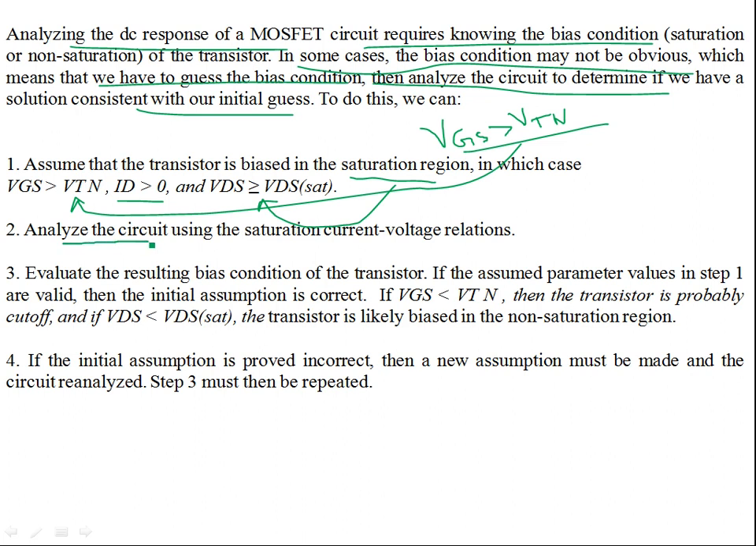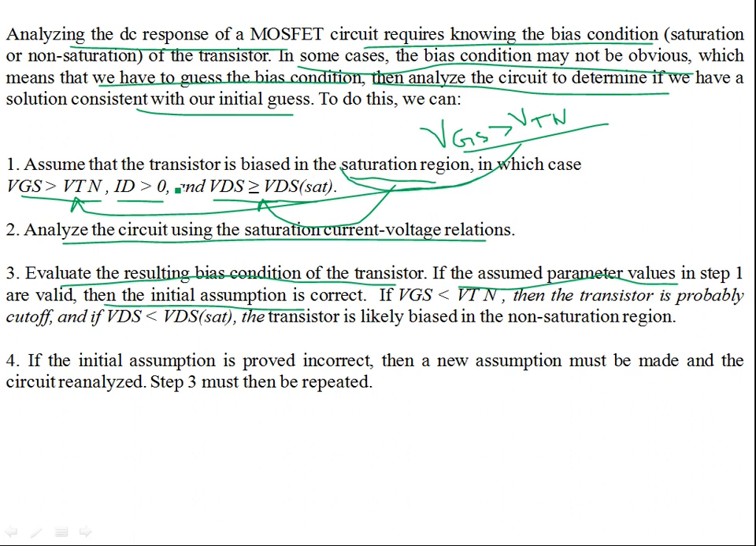Now, if you go on analyzing the circuit using saturation current-voltage relationships, then you find out, for the given VGS, what is VDS sat. And if that is the case, well, yes, then the analysis is correct. If not, then you have to go and repeat that step, because this transistor was biased in the non-sat region given that VGS is greater than VTN. So what it says is that you evaluate the resulting bias condition for the transistor. Now, if the assumed parameter values in step one are valid, then the initial assumption is correct.